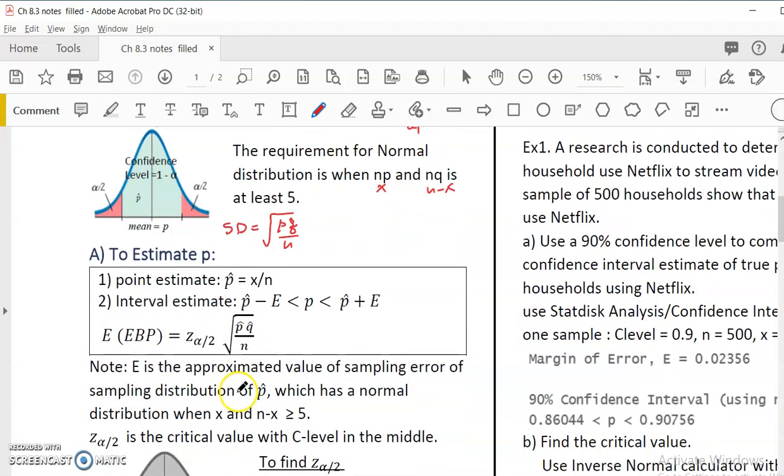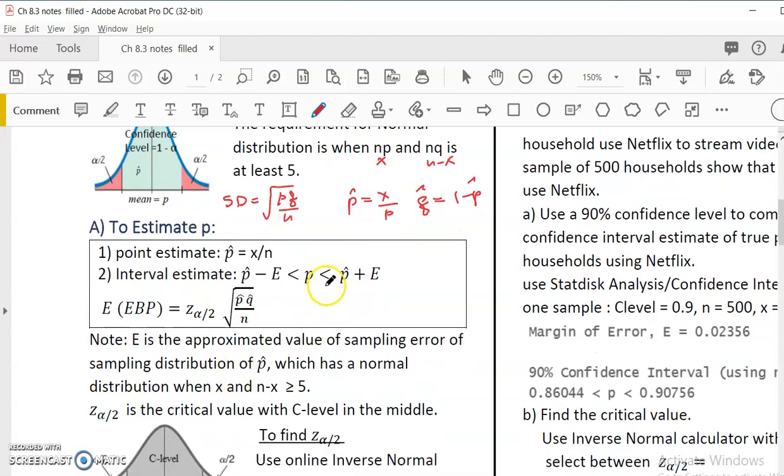Now, pq is something that we don't know because we're trying to estimate p. So we use p hat and q hat to replace p and q. This is like the tick mark for each of the normal distributions of p hat. Then the error would be z alpha over 2 times the square root of p hat q hat over n. Remember, p hat is x over n and q hat is 1 minus p hat.